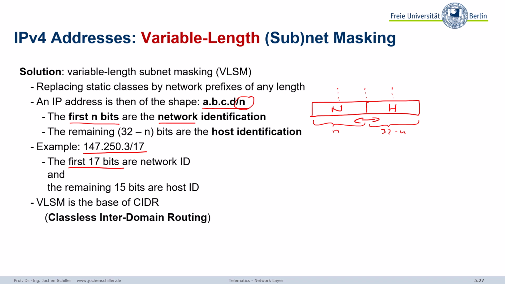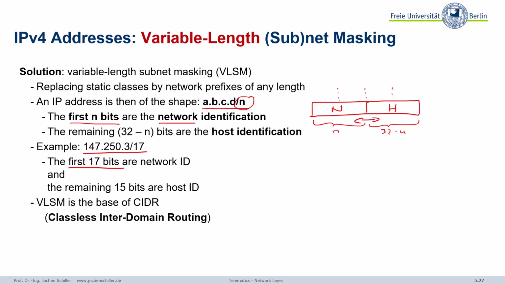And this is the base for CIDR, classless interdomain routing. So CIDR, the C, that's classless. And now you understand why classless. We do not use those classes A, B, C anymore. That's historical, but you should at least have heard it.